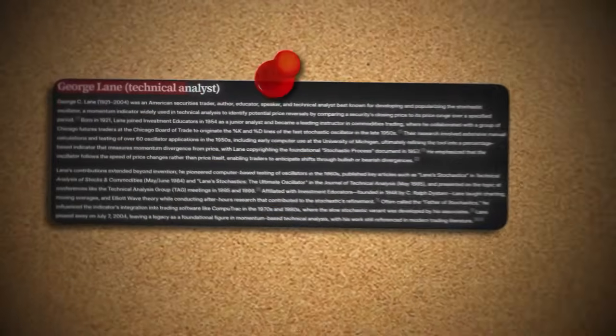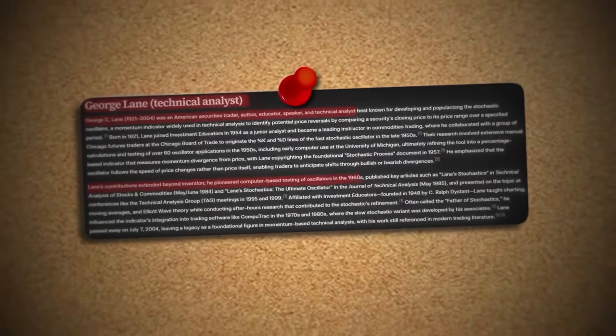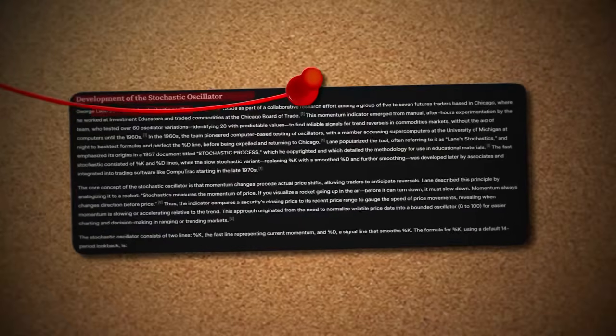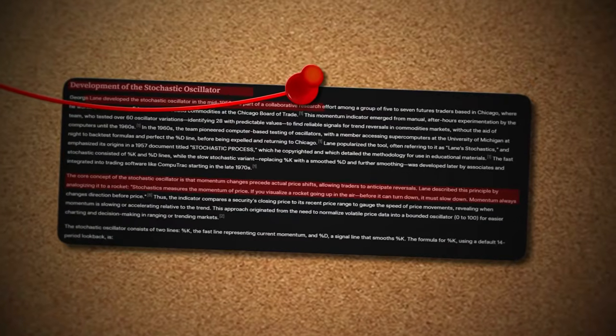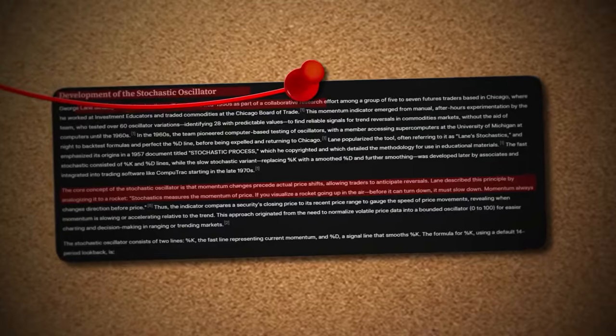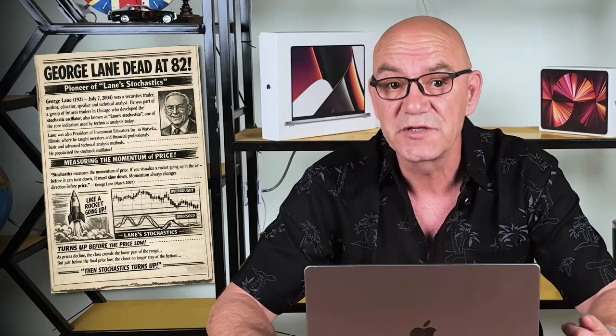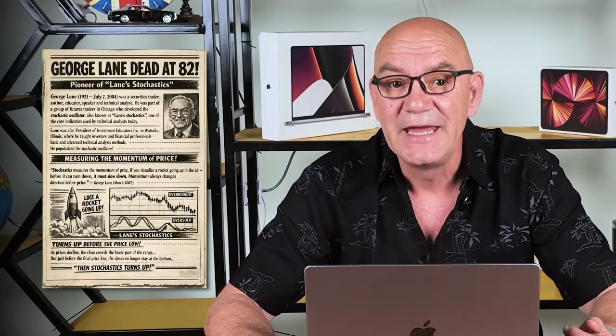In the 1950s, American analyst George Lane introduced the world to an indicator that changed the approach to market analysis. Lane proposed looking not only at the asset's price, but also at the speed and the force with which it moves. He gave a very visual comparison.